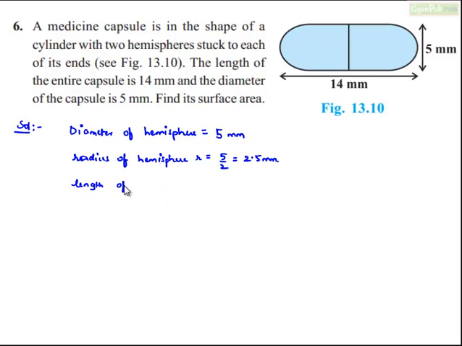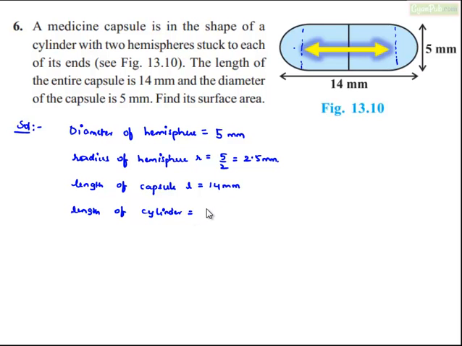Now the total length of the capsule, L, is equal to 14 mm, given. Now if we see here, we can divide the capsule into three parts, that is two hemispheres and a cylinder. For the hemisphere we got the radius as 2.5 mm. For the cylinder we have the radius of base as 2.5. Let us find the length of the cylindrical part, which is equal to 14 minus the two radii of the hemispheres, that is 2 times 2.5, which is 14 minus 5, that is 9 mm. Let this be h for the cylinder.